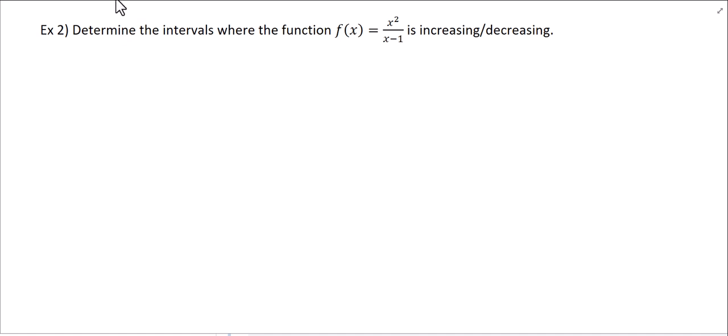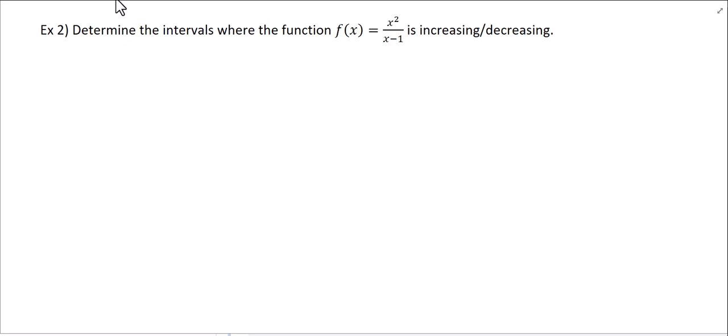Hey there, in this video we're going to continue with the first derivative test, or the increasing decreasing test, to find the intervals where a function is increasing or decreasing and finding any local extrema, local max, local min. So this is our second example, part 2 of the videos. So determine the intervals where the function is increasing and decreasing.